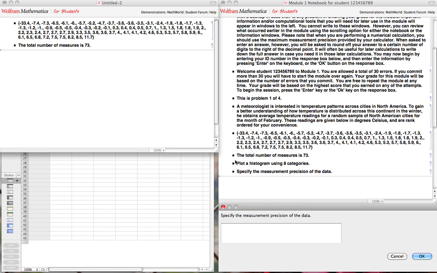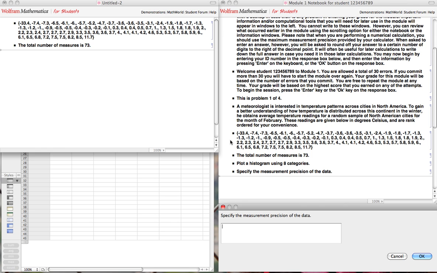Okay, this is module 1. As you can tell, I've already started the module and entered my student number. So this is problem number 1. The text, as far as this module goes, isn't important because regardless of what the problem says, all you really need to do is take the measures and construct a frequency histogram, as it says right here.